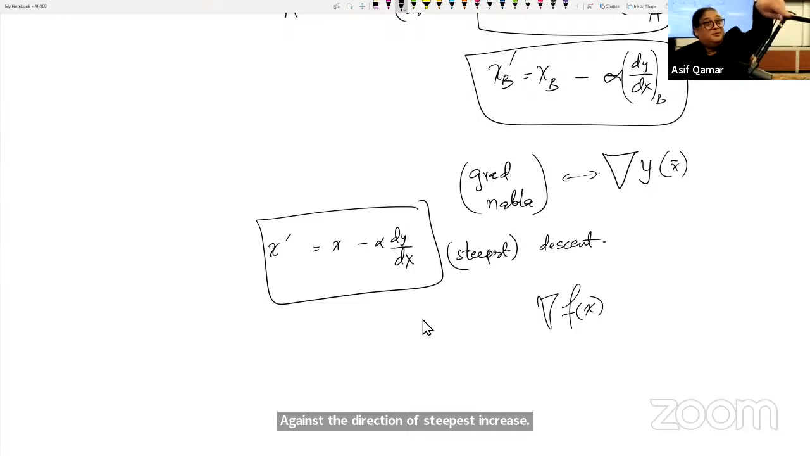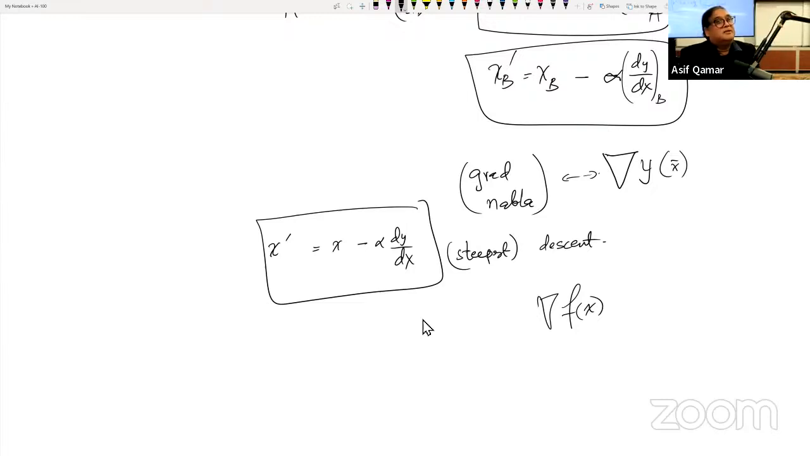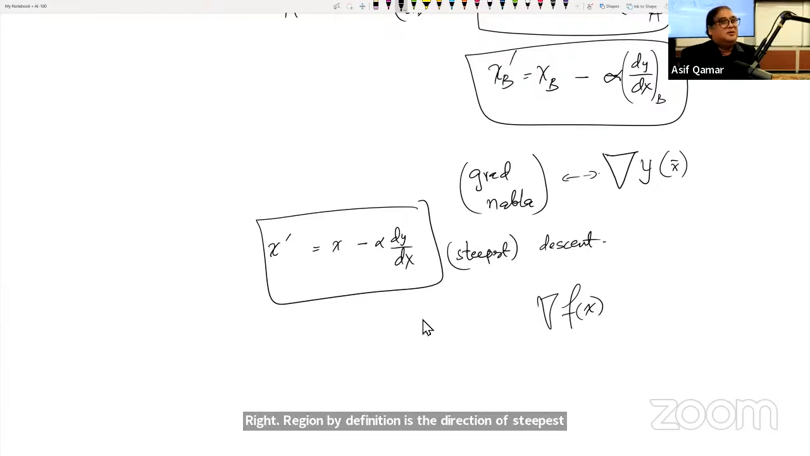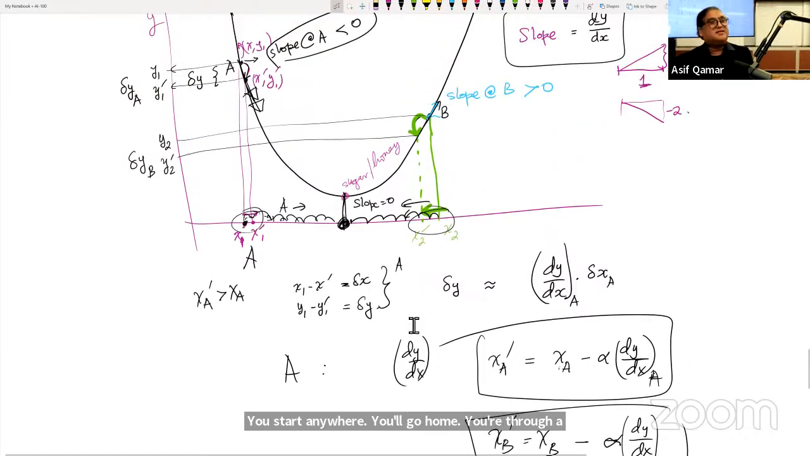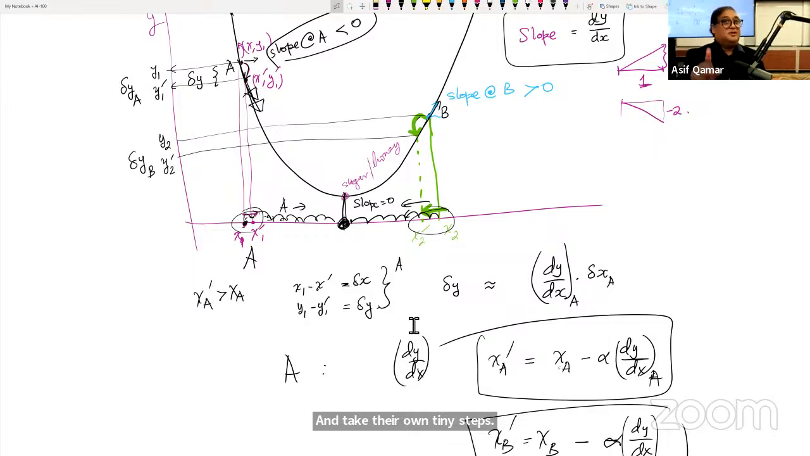One question before I let you come in here. How do we pick which X to start with? You start anywhere, you'll go home. You throw a bunch of ants anywhere on this curve, and no matter where they start from, if they follow this one rule, they go against the gradient and take their own tiny steps. Soon they will end up at the same point, which is the bottom of the hill.